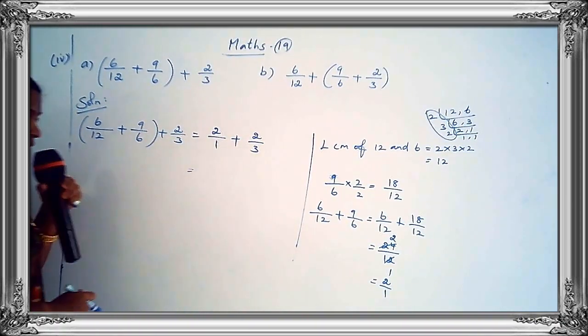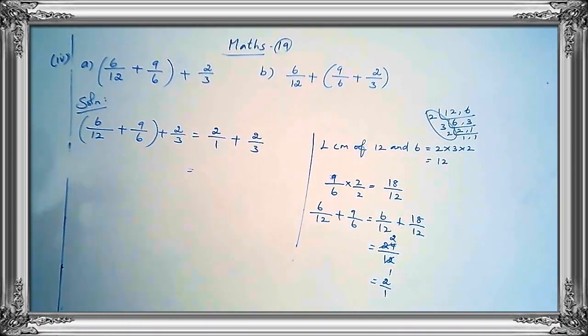Now you see again, the denominators are different. Yes children? Yes or no? But here the denominators are small numbers, so the cross multiplication method is so easy.